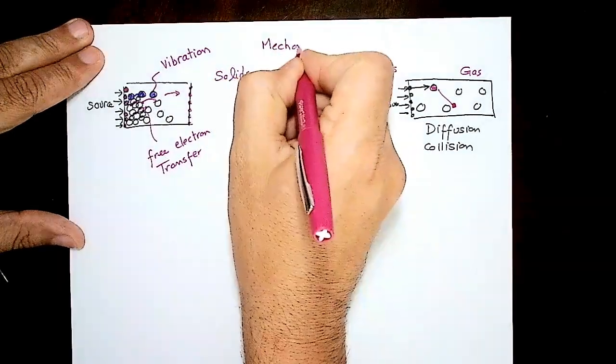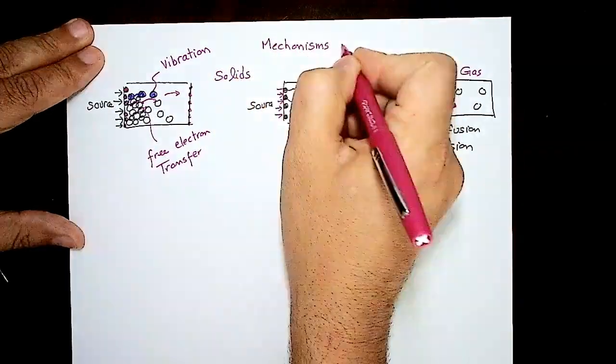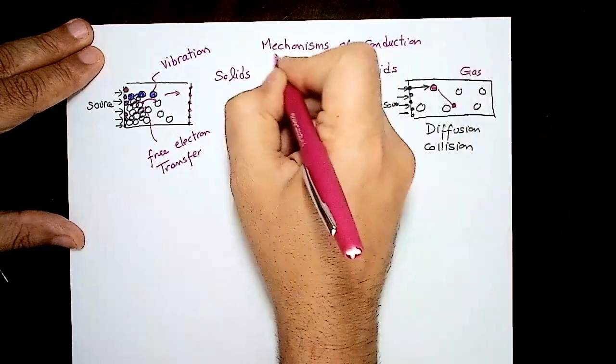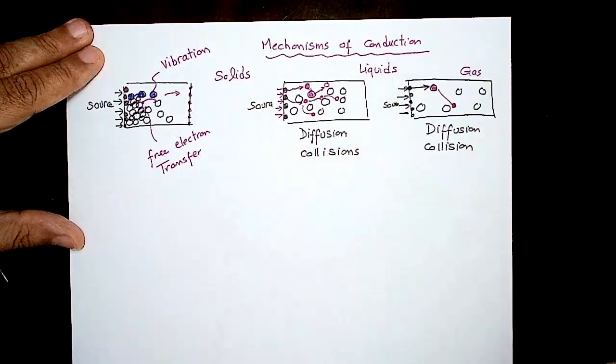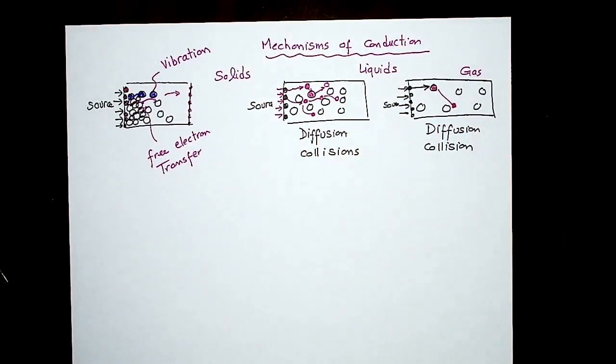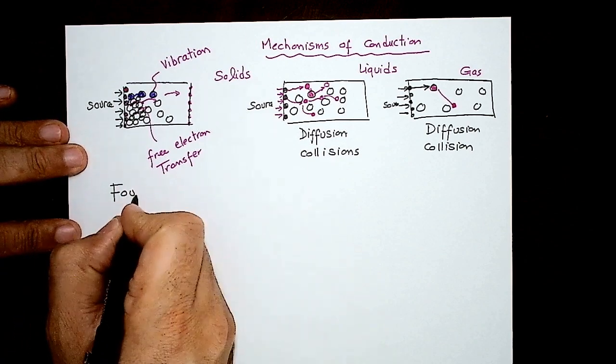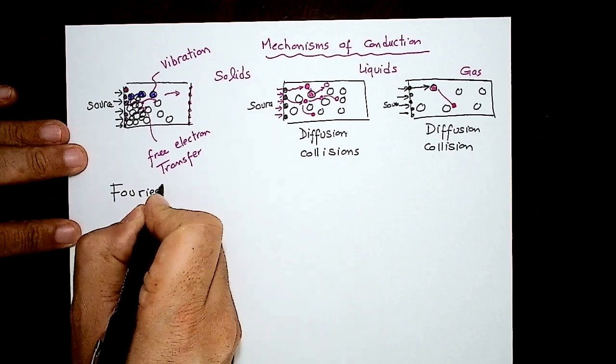Mechanisms of conduction. So we break down the heat transfer mechanisms into conduction, convection, and radiation. Now we break down the conduction mechanism either by vibration or free electron transport in solids, or diffusion mostly in liquids and gases. So how we analyze that energy transfer, how we calculate it, again, we're looking for numbers here. The equation that controls the calculation for conduction is actually called Fourier's law.